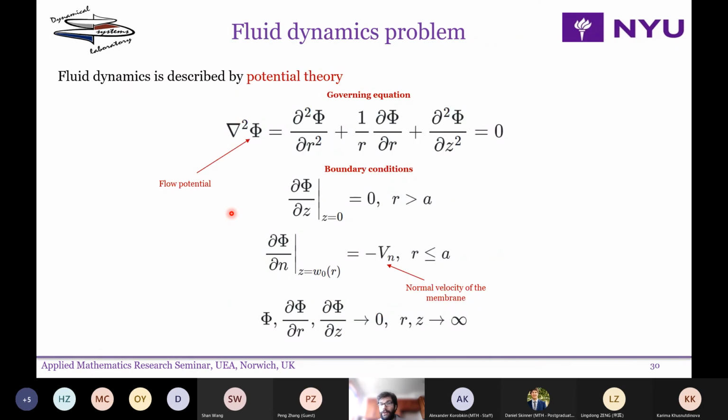So at this point, we move to the fluid dynamics problem. As I said, we utilize the potential theory. So the Laplacian of the flow potential must be equal to 0, and this is the expression of the Laplacian in axisymmetric coordinates. As boundary conditions, we have that the velocity normal to the fixed wall must be equal to 0, so if we are not on the membrane. And then the normal velocity of the fluid in contact with the membrane must be equal to the normal velocity of the membrane, while at infinity, the potential and its gradient must be equal to 0.